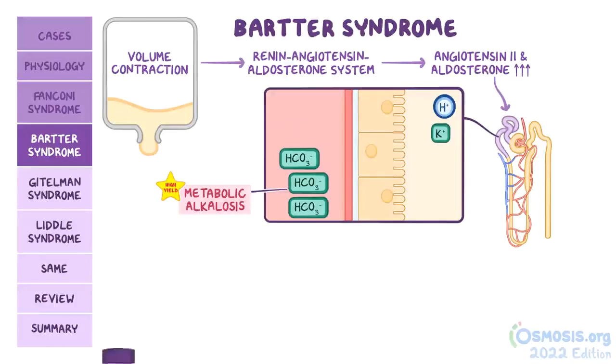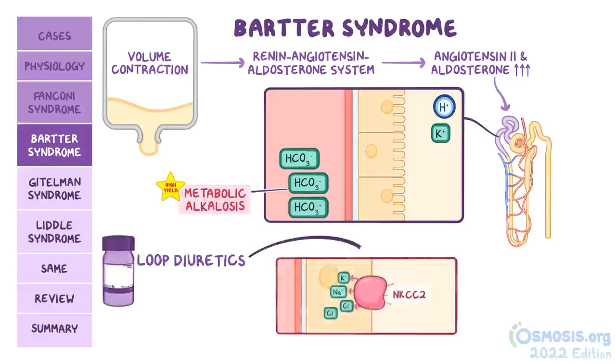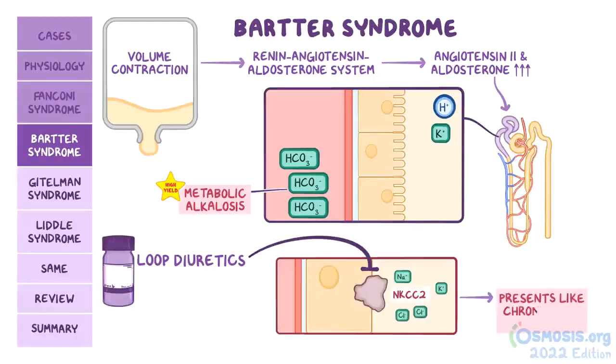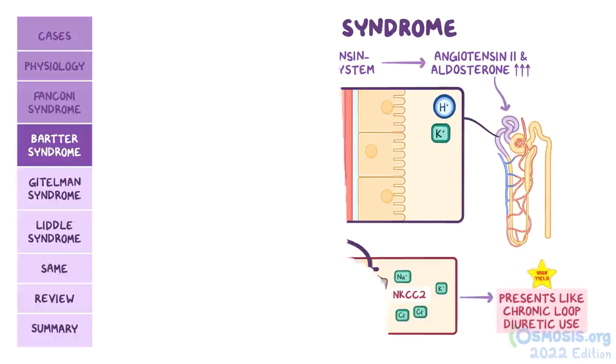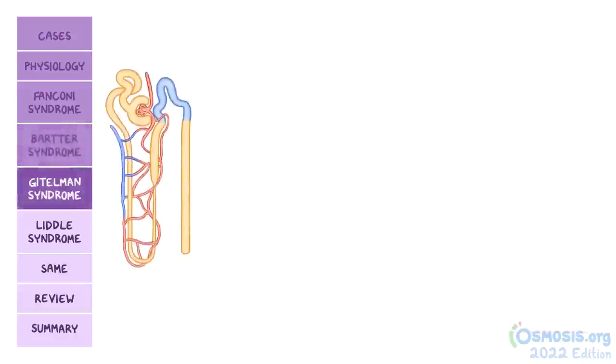Alright, for your exam, a high-yield fact is that loop diuretics also block the NKCC2 cotransporter in the thick ascending loop of Henle, which means that Bartter syndrome presents almost like chronic loop diuretic use. Okay, let's continue our journey through the tubules and stop in the distal convoluted tubule.